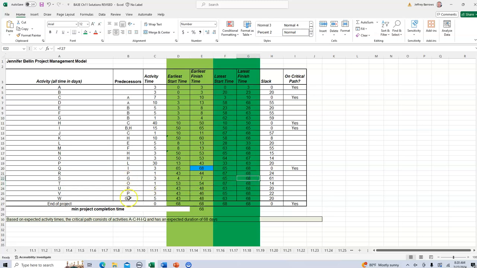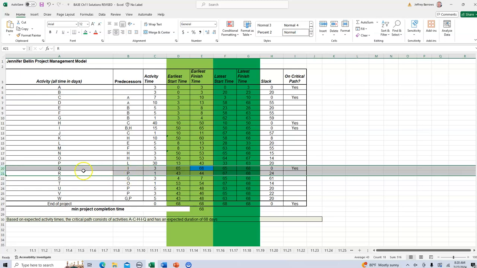Activity S, notice the same thing. It is not a predecessor, so it can finish on day 68. I subtract the 3-day activity time and it starts on day 65. Activity R is the same thing. So we have this for R and Q. So all of these activities can finish on day 68 because none of them are predecessors for activities that come after them.